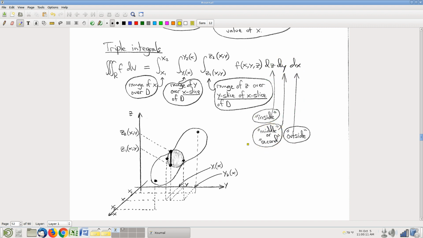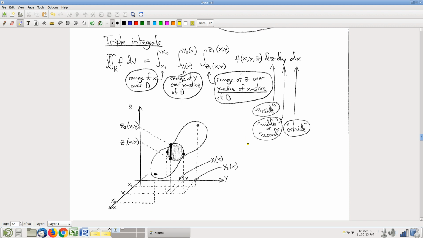Okay, so let's do a slicing process. Let's see what this actually looks like. How do we find the range of values of x? Well, I'm making cross sections perpendicular to the x-axis. I'm slicing through perpendicular to the x-axis. And those x slices start way off on the back end of this little kidney bean to give me my x1. They end way here at the front to give me my x2.